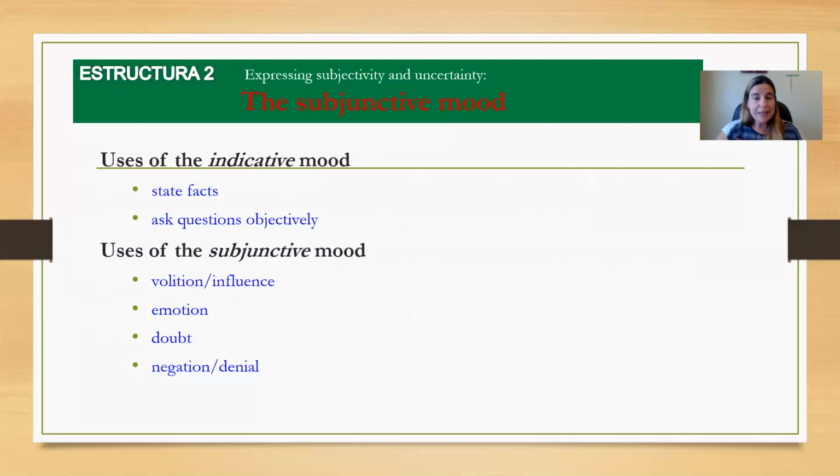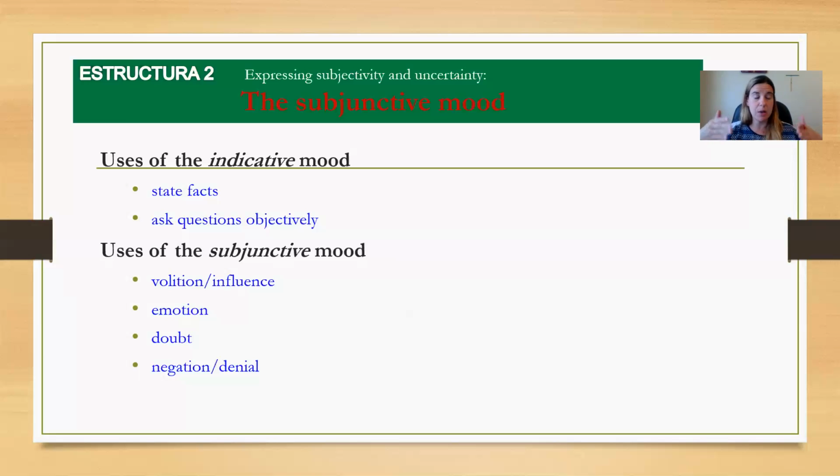It's a mood, it's not a verb tense, but I'll probably mess up and call it the subjunctive tense or conjugate in the subjunctive tense. But it's not a tense, it's a mood. So far in your studies of Spanish, you've learned one mood, right? The indicative mood. And the indicative mood is just very objective, factual.